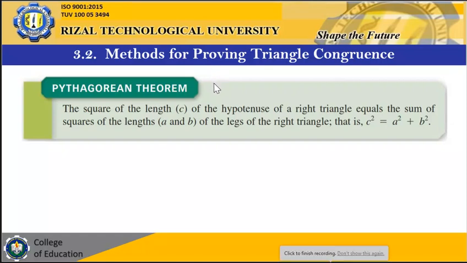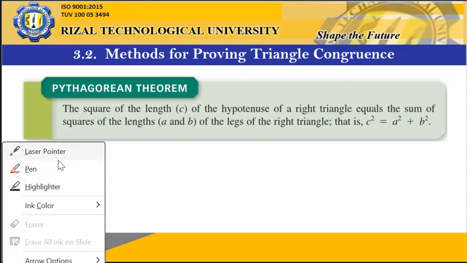Hello, and let's continue our discussion on the methods for proving triangle congruence. And this time, let's talk about the Pythagorean theorem. It says that the square of the length of the hypotenuse of a right triangle equals the sum of the squares of the lengths of the legs of the right triangle. And that is c squared is equal to a squared plus b squared.